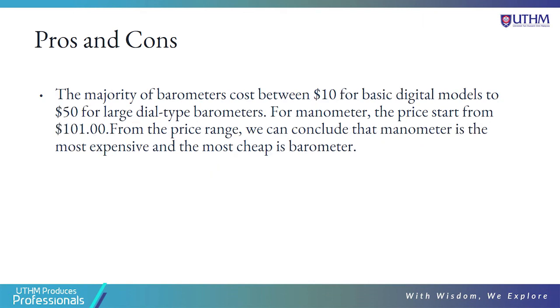And so, from the price, the majority of barometers cost between $10 for a basic digital model to $50 for a large dial type barometer. For manometer, the price starts from $101. From the price range, we can conclude that manometer is the most expensive and the cheapest is barometer.